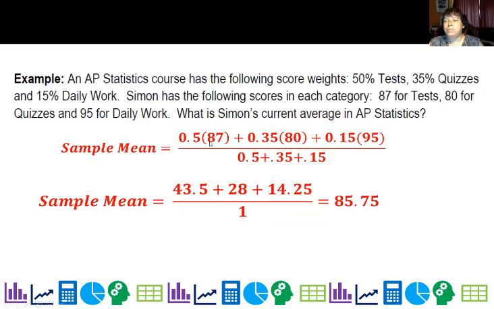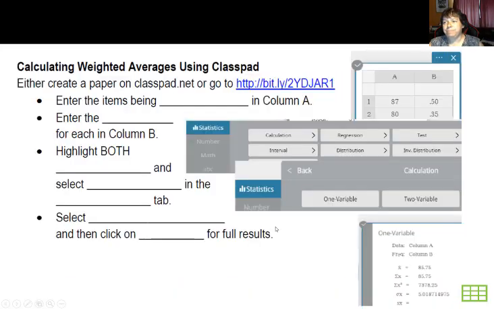Could I have used 50, 35, and 15 instead of the decimal form? Yes, as long as I used 50, 35, and 15 on bottom, which would have given me a divisor of 100, and that still would have worked out and given you the same answer.